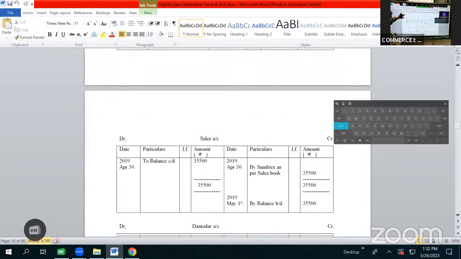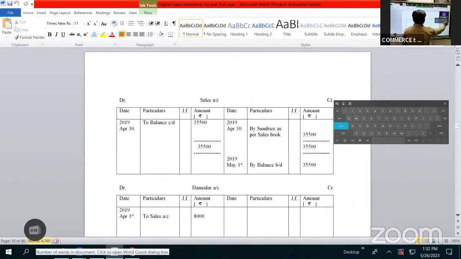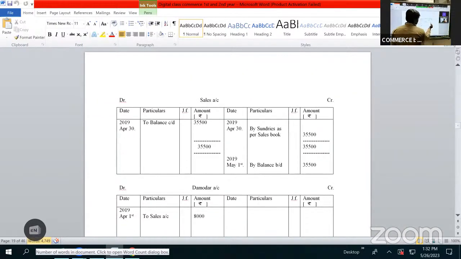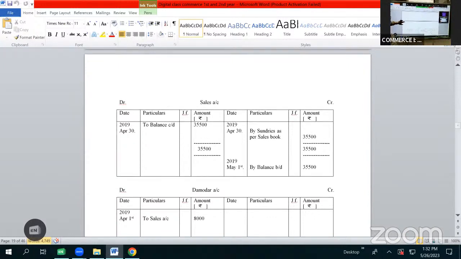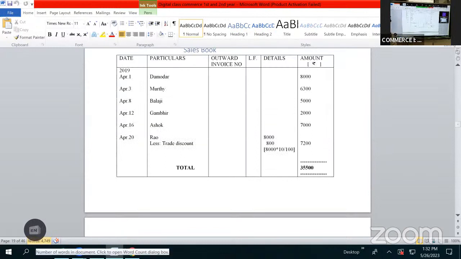So here, the date will be taken as 2019 April 30, by sundries as per sales book 35,500, and it will be balanced by writing 35,500 on both the sides, balanced on the same day, 2019 April 30, as to balance carried down 35,500, and will be written on the opposite side on its immediate next day as 2019 May 1st, by balance brought down 35,500. So this was sales account. Now we'll be preparing all the accounts of our debtors to whom we have sold goods on credit.